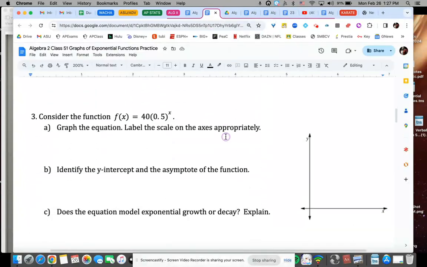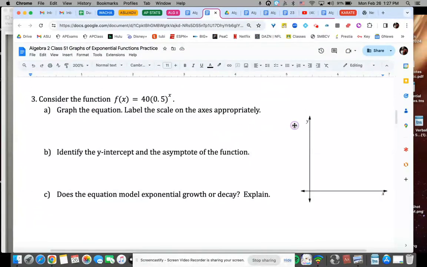Okay, next problem, number 3. They give us a nice graph, so we can start graphing this out. The first thing I'm noticing is that there is no shift up and down. It's like plus a 0. There's nothing here on the end to say shift up and down.